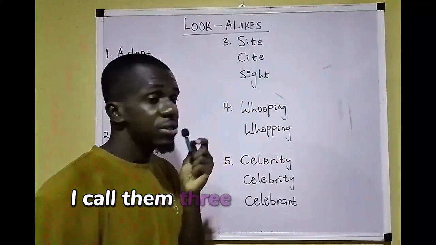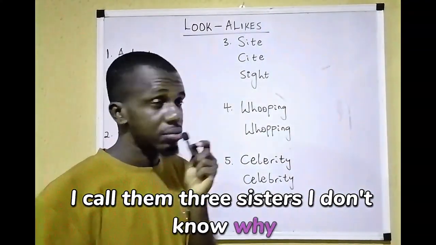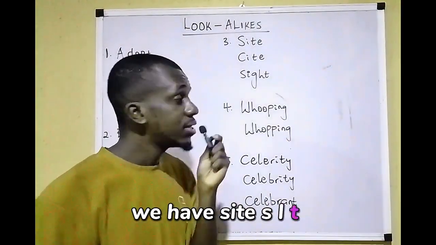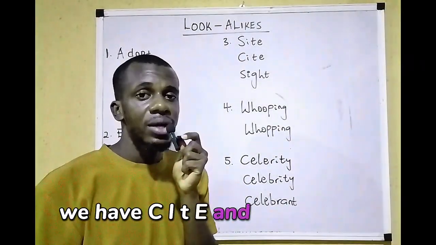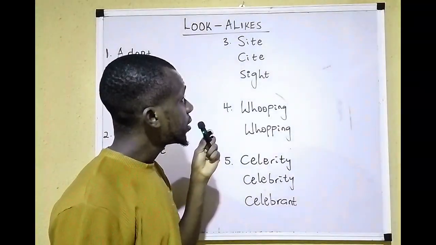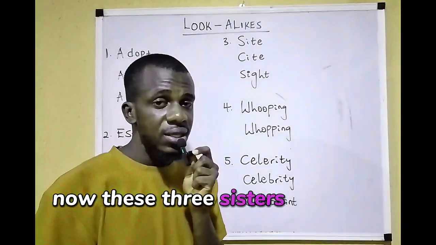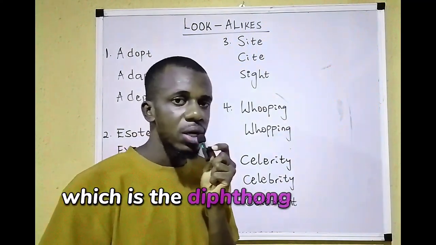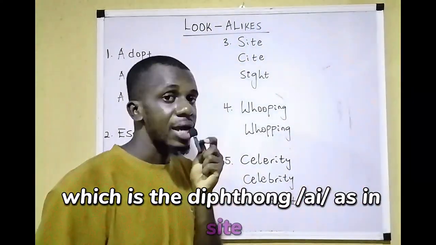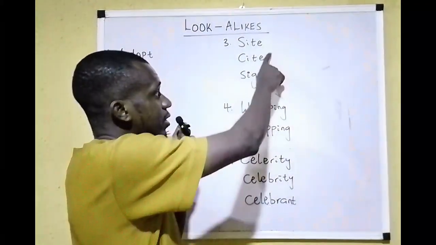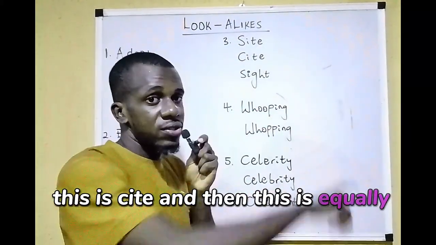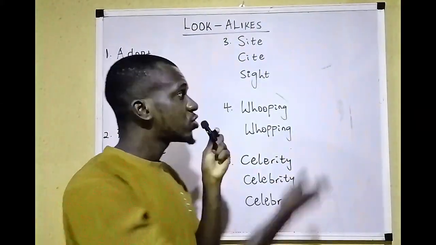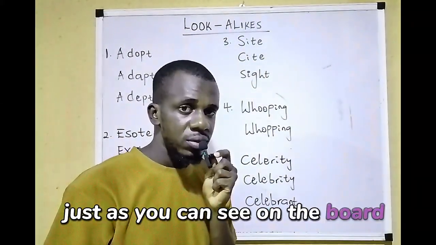Number 3, we have what I call three sisters. I don't know why. We have site, S-I-T-E, we have C-I-T-E, and we have S-I-G-H-T. Now, these three sisters have the same sound all through, which is the diphthong I, as in sight. This is sight, and then this is equally sight, except that they are spelled differently, just as you can see on the board.